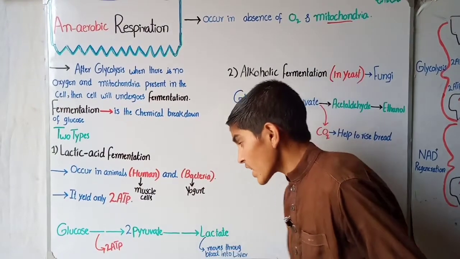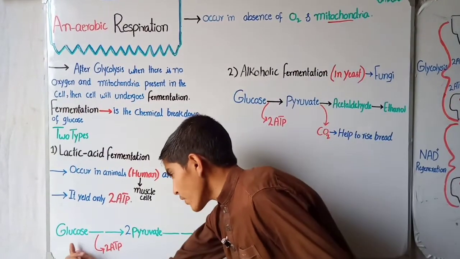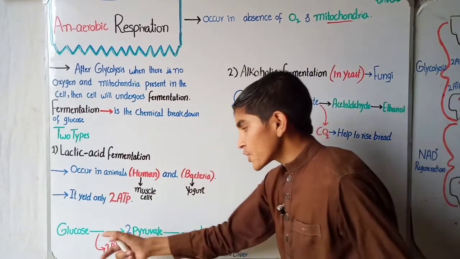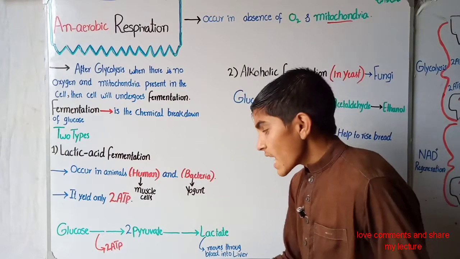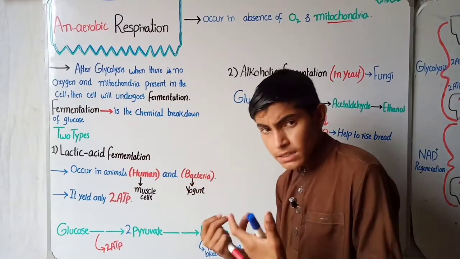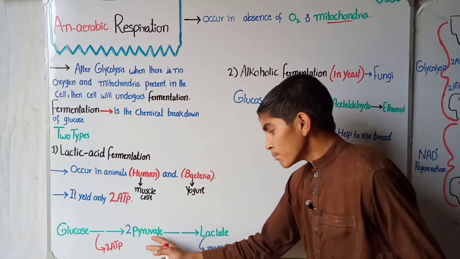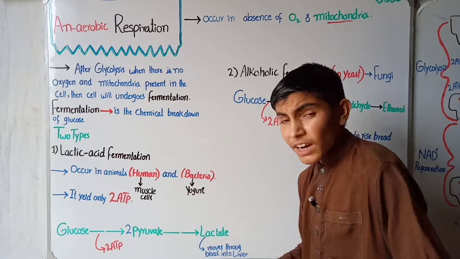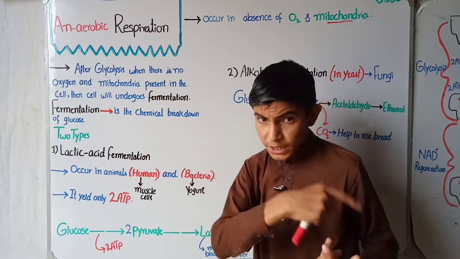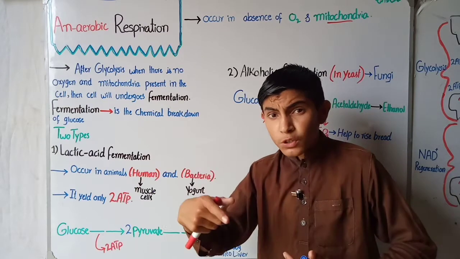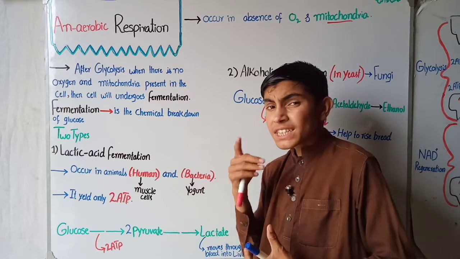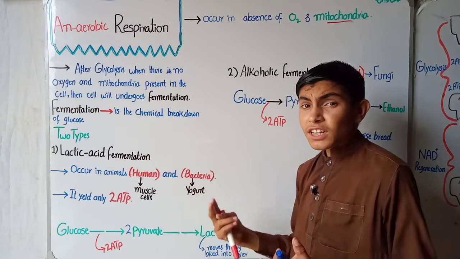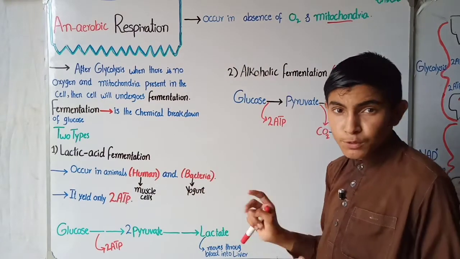Okay, how does it occur? First of all, glucose is converted into two pyruvate molecules. This step is known as glycolysis. In this step, two ATP are released as a byproduct. Then the pyruvate, just like we saw in aerobic respiration, would undergo the link reaction, then enter into the Krebs cycle, and then enter into the electron transport chain. You can watch all these lectures. But here the cell does not have O2 and mitochondria.